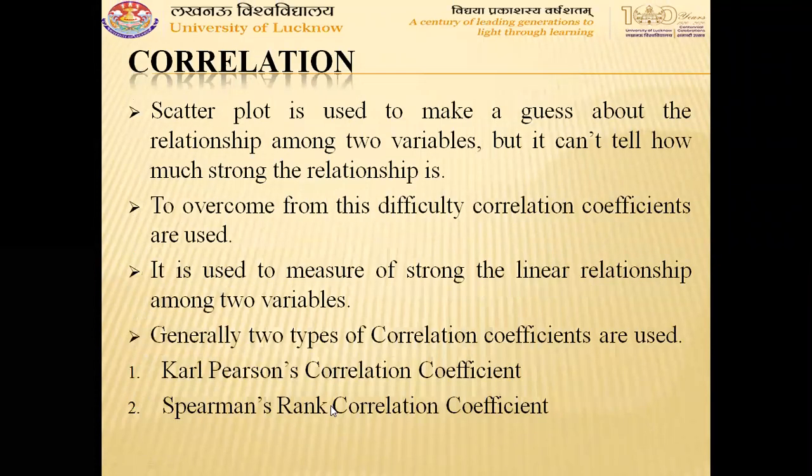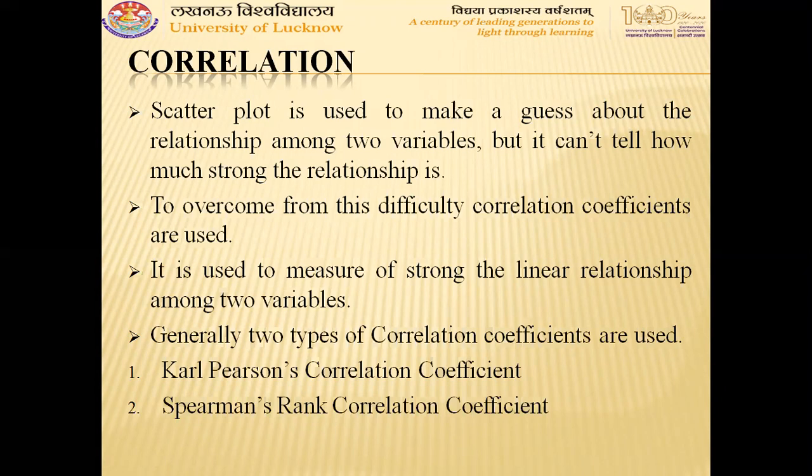Now we come to correlation. Correlation is used to represent the strength of the relationship between two variables. The scatter plot is used to make a guess about the relationship between two variables, but it cannot tell how strong the relationship is. In the same manner, covariance also cannot tell how strong the relationship between two variables is. To overcome this difficulty, correlation coefficients are used. It measures the strength of the linear relationship between two variables.